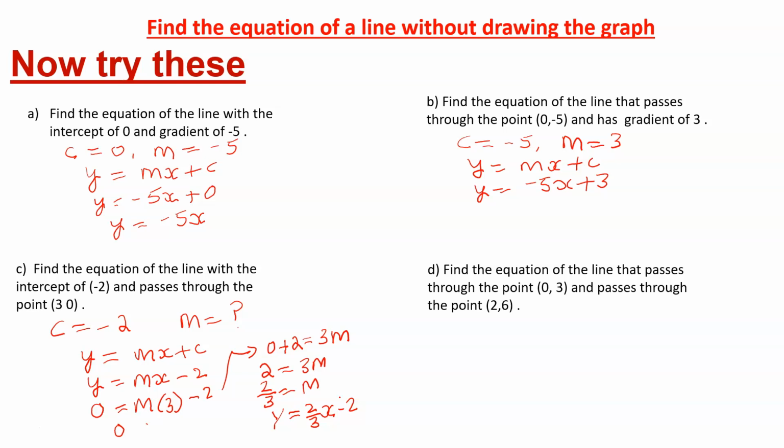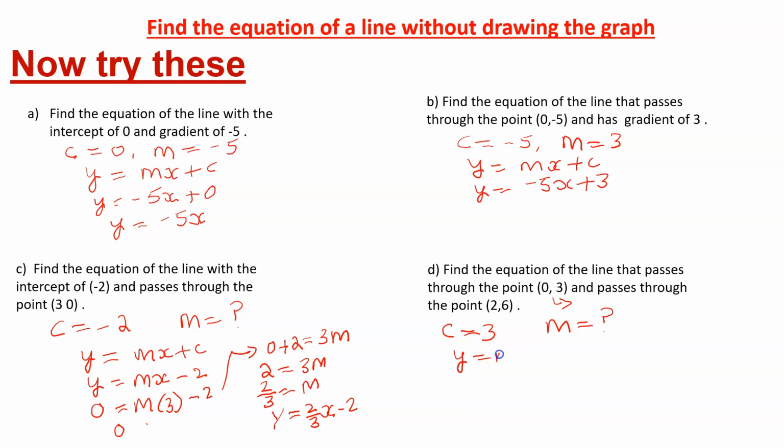Okay. Find the equation of the line that passes through this point and passes through that point. Now this gives us the intercept. So we know our intercept c is 3. Do we know our gradient? No, we don't know. m is a question mark. It looks like the last one now, so everything is straightforward.